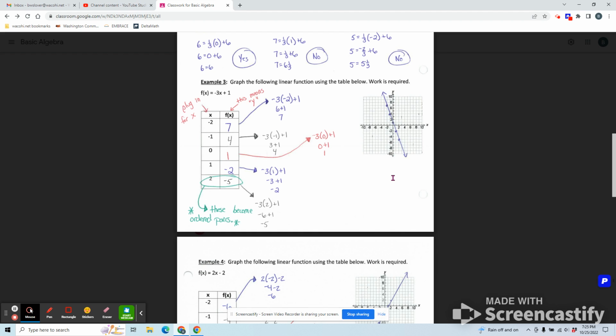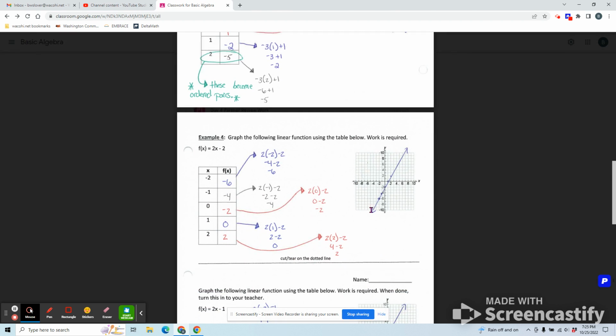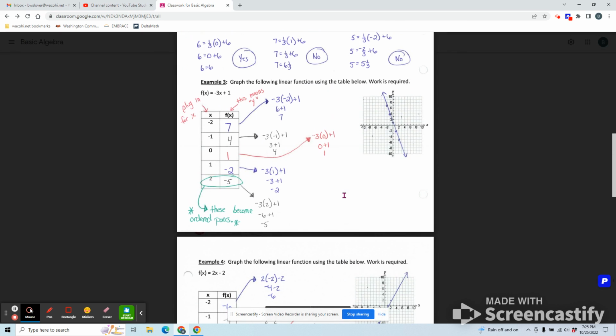If when you are graphing, they do not form a straight line, you either graphed wrong or you substituted in and evaluated incorrectly. And you would have to go back and fix it. Okay, so once again, these should form a straight line. So if I look at example 4, they form a straight line. That's what I want. So anytime you have a linear function, it is a continuous straight line.